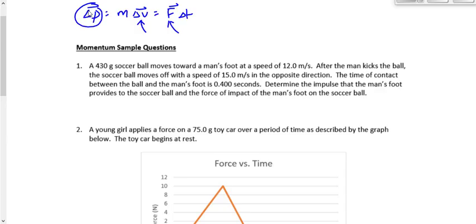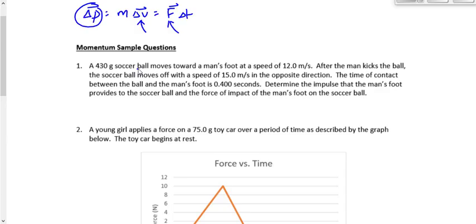For instance, in question number 1 here, we've got a soccer ball that's moving towards a man's foot. We got 2 objects here. We got a soccer ball and we got a guy's foot. Pick the soccer ball or the guy's foot, one of the two. We know more about the soccer ball, so let's go with the soccer ball. But in the end, if we knew something about the guy's foot, then we could analyze the guy's foot, because if the soccer ball gains momentum, then the man's foot will lose exactly the same amount of momentum. The magnitude of the impulse on the soccer ball will be the same as the magnitude of the impulse on the guy's foot, just opposite direction.